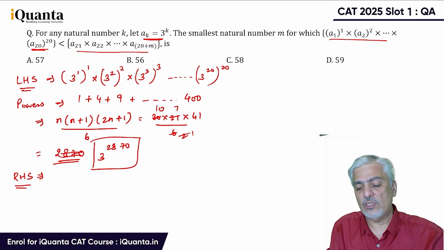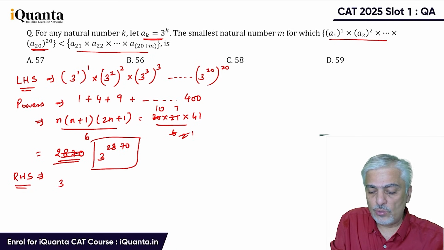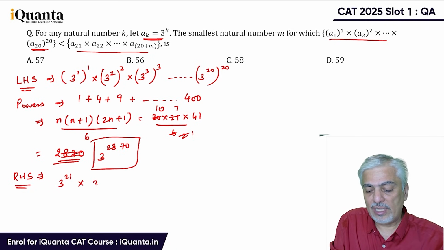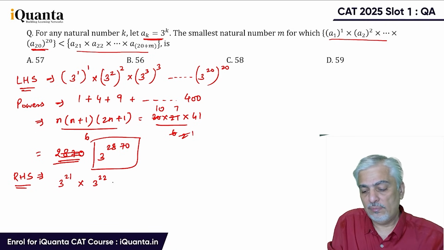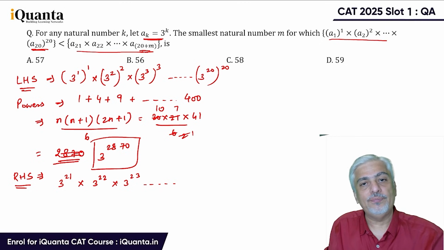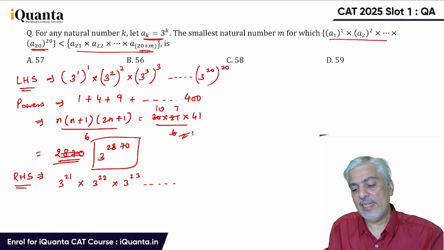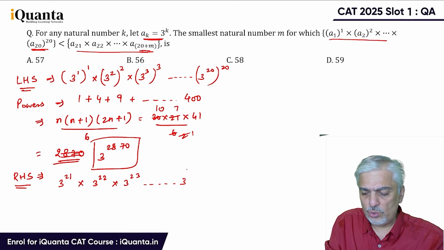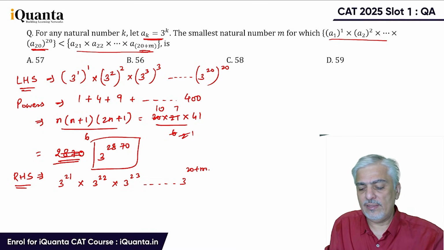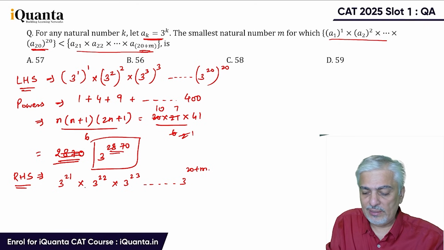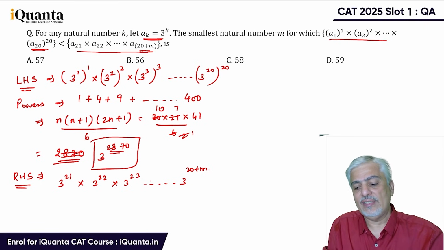3 raised to 2870. So the right hand side will be 3 raised to 21 multiplied by 3 raised to 22 multiplied by 3 raised to 23, up to 3 raised to 20 plus m, where we have options also. So we'll come to that. This power should be greater than 2870.